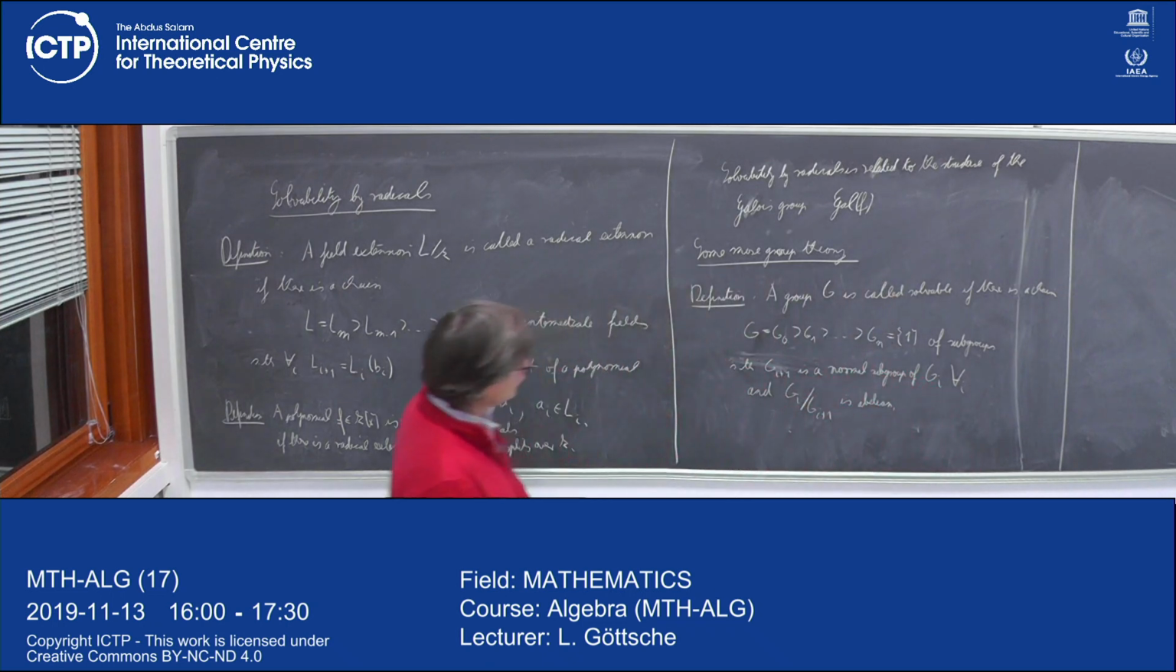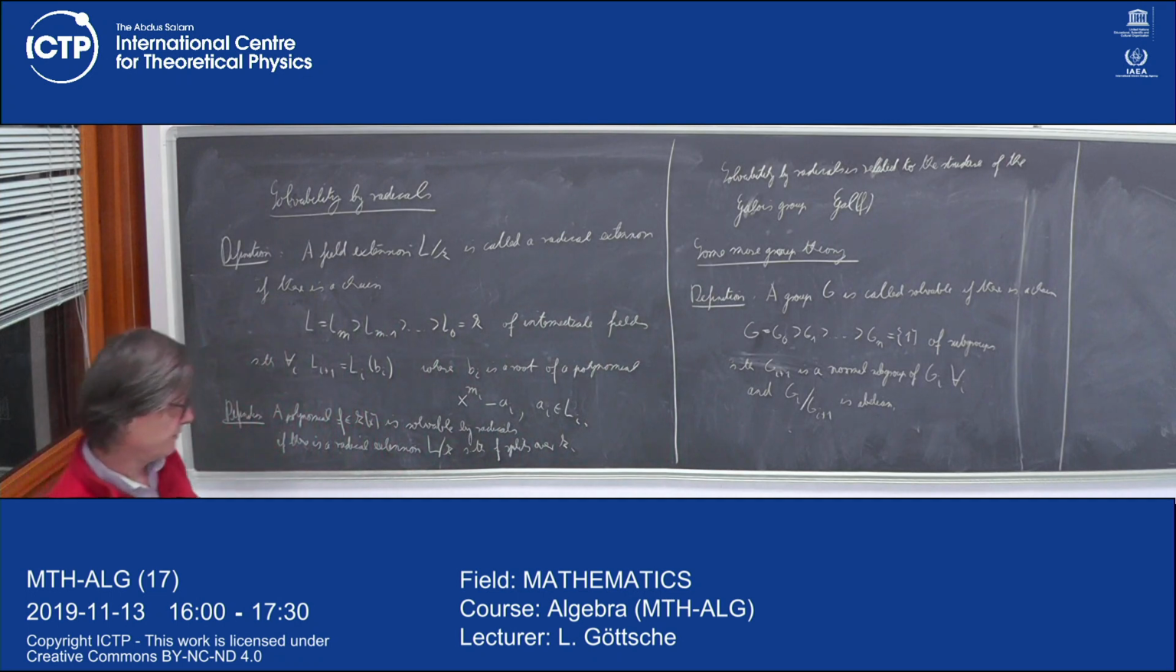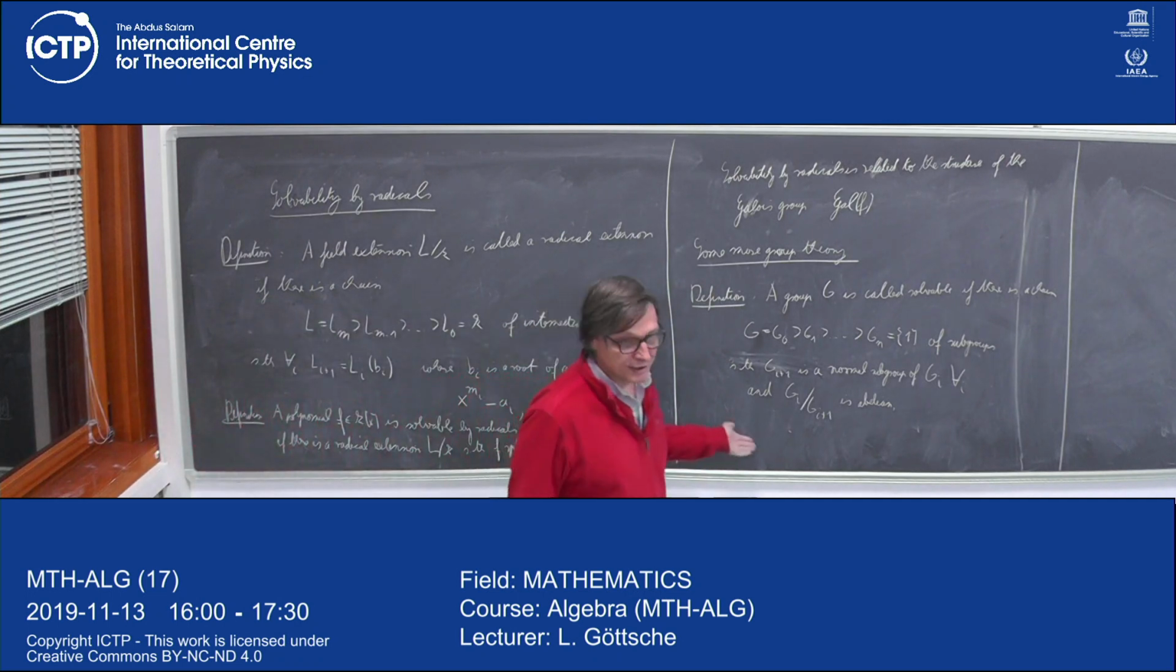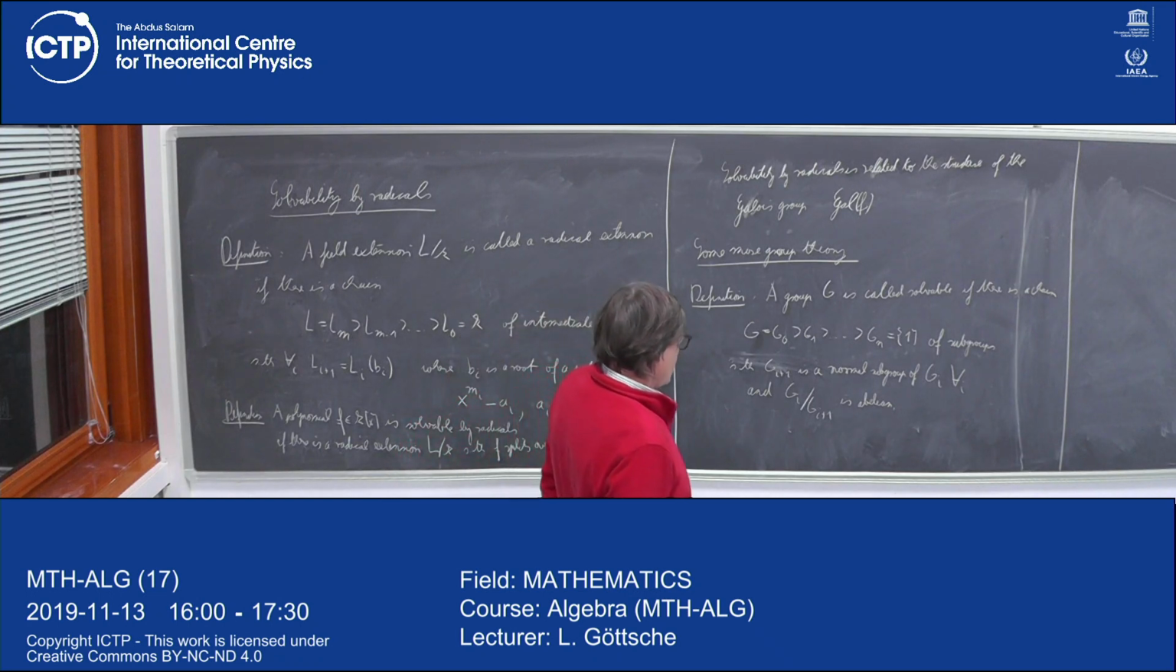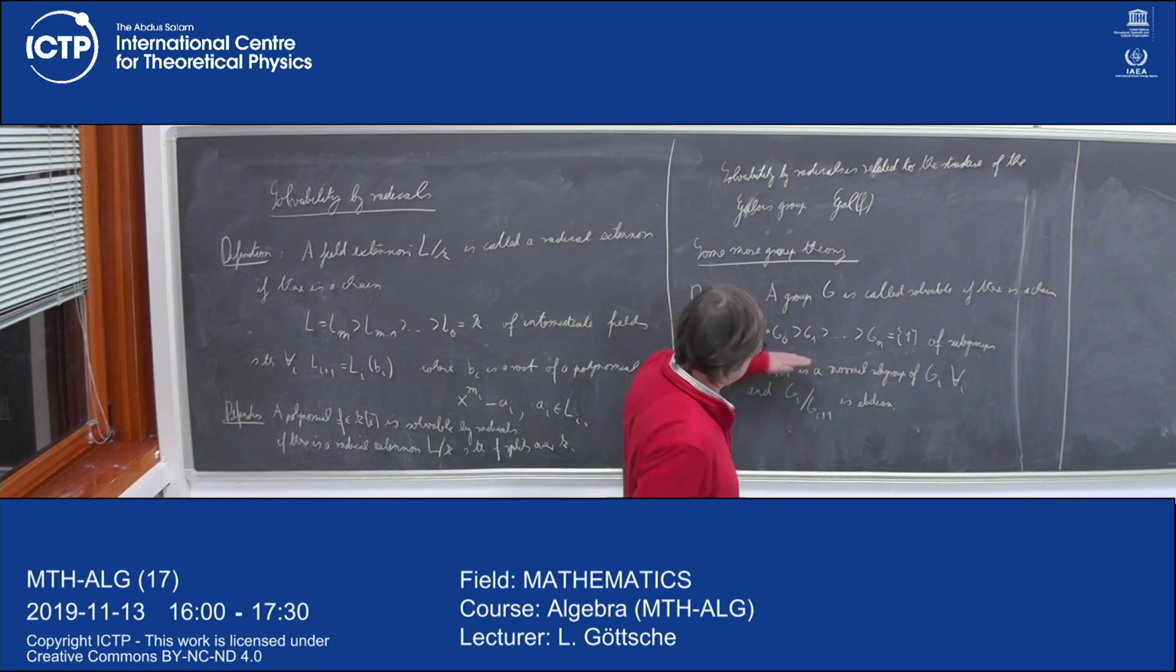So being solvable is some kind of generalization of being abelian. I mean, it's a weaker notion, but has something to do with being abelian. And so we have this chain. So all of these are subgroups. The G_i don't have to be normal subgroups in G, but they have to be normal subgroups each time in the previous one, and the quotient is abelian.